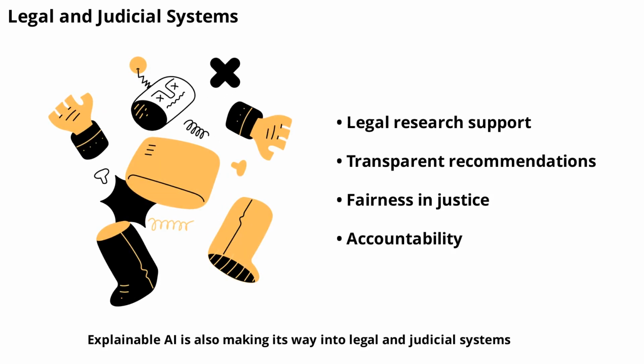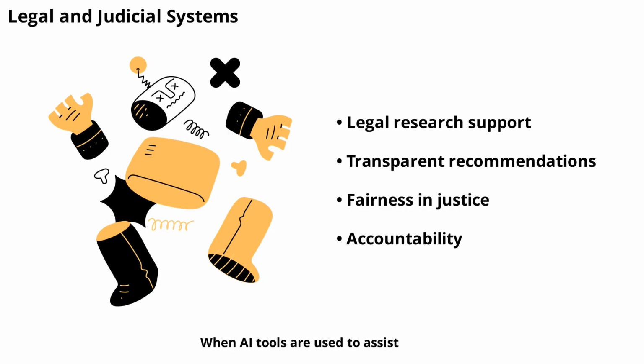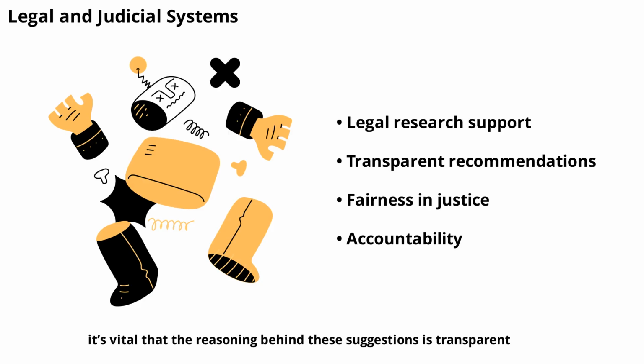Explainable AI is also making its way into legal and judicial systems. When AI tools are used to assist in legal research or even sentencing recommendations, it's vital that the reasoning behind these suggestions is transparent. Explainable AI ensures that legal professionals can review, challenge, or support AI-driven decisions, maintaining fairness and accountability in the justice system.